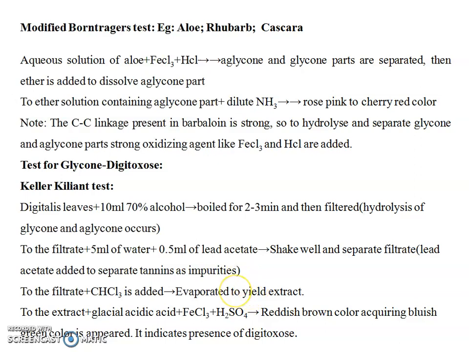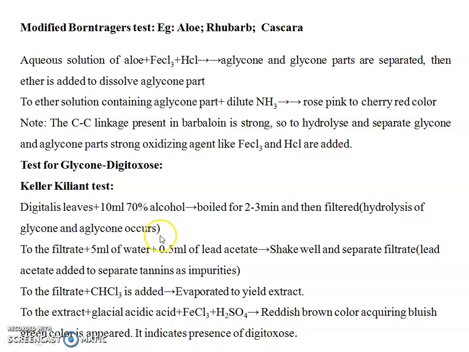Now after that, to the extract you are going to add glacial acetic acid, ferric chloride and sulfuric acid. That will give you a reddish brown color and it indicates the presence of digitoxose. It is a sugar molecule. So this Keller-Kiliani test is used to detect the presence of digitoxose, and this sugar moiety is only confined to digitalis. So indirectly we know that the plant that is given is a digitalis plant.